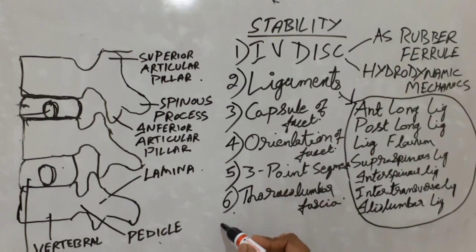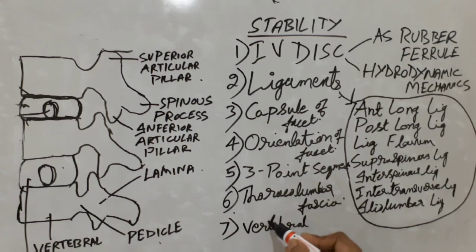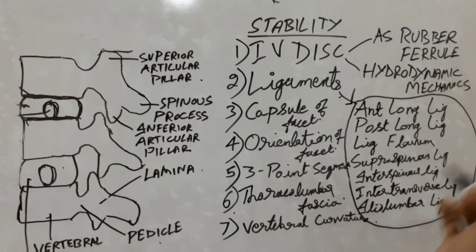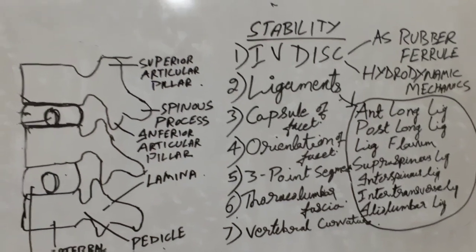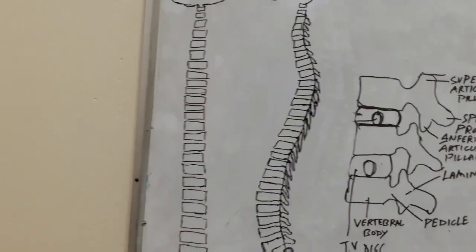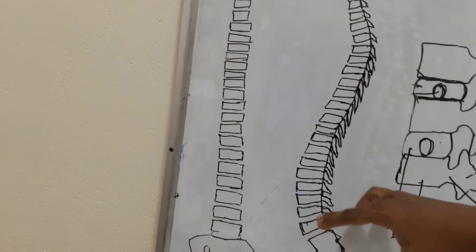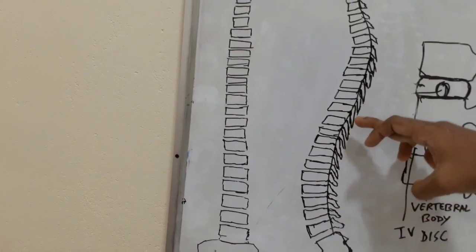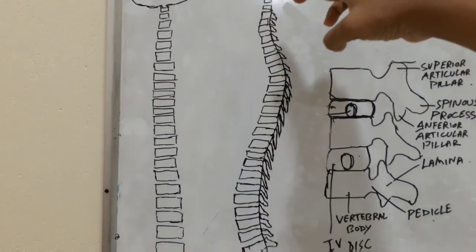The final stabilizing factor is vertebral curvature. Excuse my handwriting. So how does vertebral curvature help in stability? I will show you the picture. As you can see, this is the vertebral curvature. Curvature means the curve. This is the lordosis, kyphosis, and then lordosis.